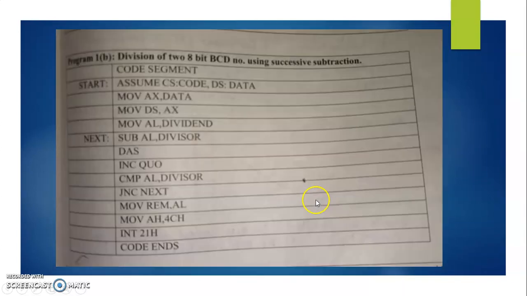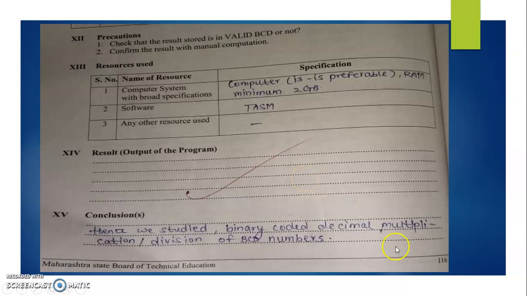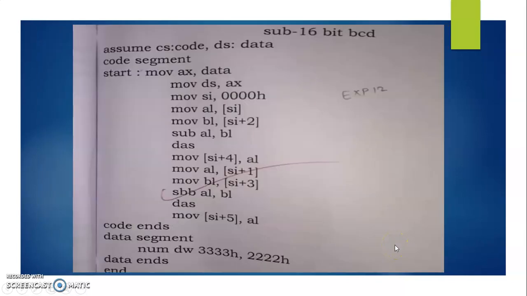This is the output part. This is not much important. The important thing is that you have to add the 8-bit BCD number. So now we'll conclude the multiplication and division of BCD numbers. So this is a subtraction of 16-bit BCD. So just you have to subtract the number.